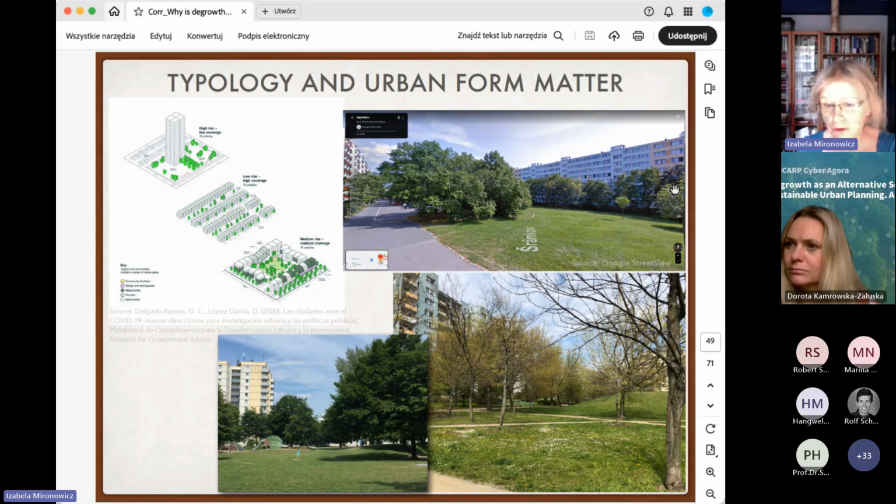I'm not really sure why they are often called modernism, but okay, this is the tradition. But sometimes they are also called large housing estates. They are the size of a small town and have all the necessary facilities.